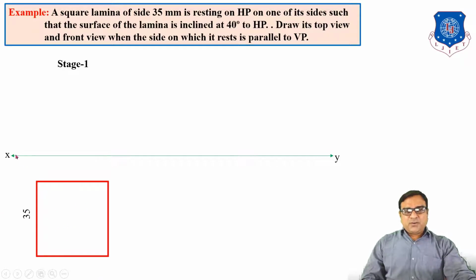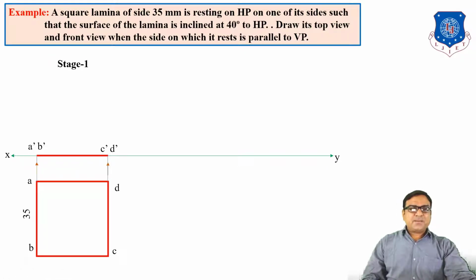Actually for the top view XY is known as the vertical plane and for the front view XY is HP. So ABCD is the true shape of the square. Now take the projection of the plane on the vertical plane. We will get A dash, B dash, C dash, D dash, a straight horizontal line. So this is only the first stage, when the surface is exactly on HP and perpendicular to the vertical plane.